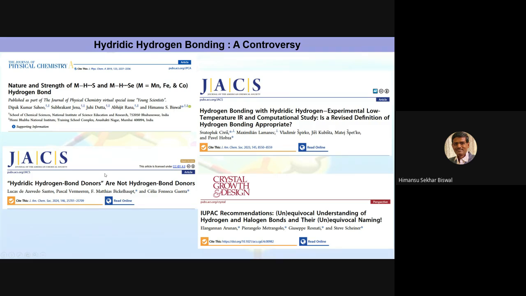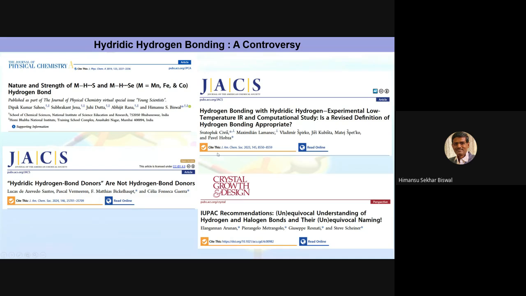After this paper was published, another group said no, whatever you are telling is incorrect. That's not called a hydridic hydrogen bond donor, and not a hydrogen bond donor. That's something else. Whatever molecule they chose, there are secondary interactions. It's not the interaction between the H minus and other stuff. Then very recently, in 2025, one or two months back, the professors who are involved in giving the IUPAC definition said that whatever this paper reported in 2023 is also not correct.